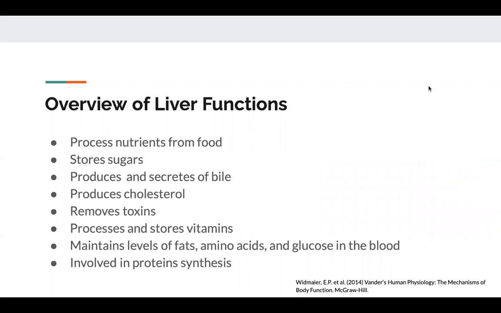The liver plays a critical role in metabolism, nutrient balance, waste secretion, and more. Some of its important functions include processing nutrients from food, sugar storage, production and secretion of bile, which helps with metabolism, production of cholesterol, which is secreted into the blood and bile, removal of toxins, processing and storage of vitamins, maintenance of fat, amino acid, and glucose levels in the blood, and synthesis of proteins. The liver has evolved over time to take on these diverse functions and is fairly conserved across species.